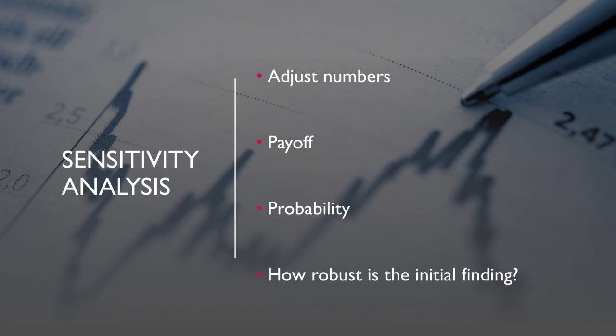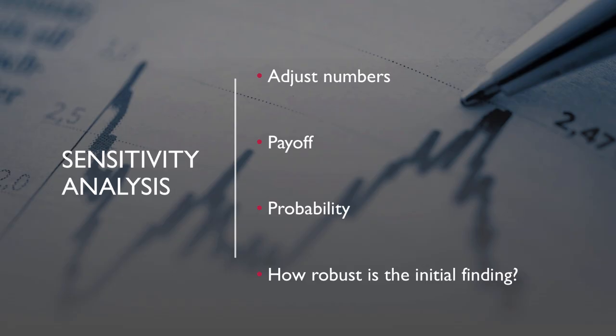So we're adjusting payoffs, we're adjusting probabilities, and we've got our base case decision tree. That's our best estimate. But then we're going to calculate some best case scenarios. We're going to calculate worst case scenarios. We're usually more interested in the worst case scenarios. So we're going to adjust numbers up and down and see how robust that base case was, our initial decision tree finding.